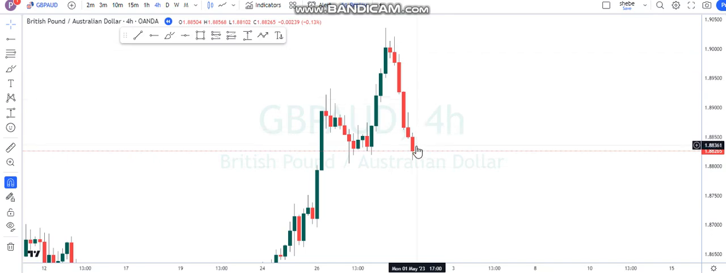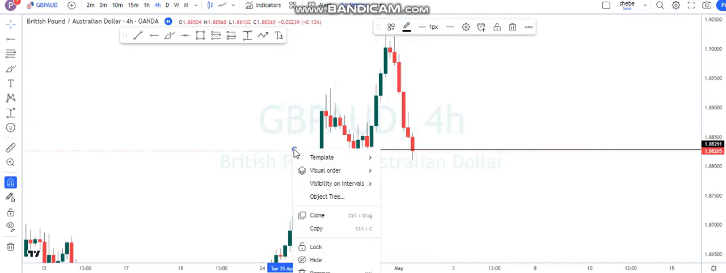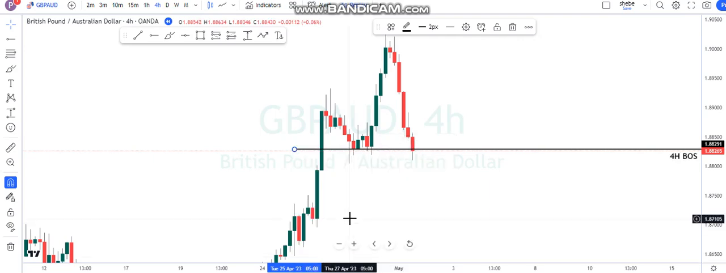Unfortunately, the price came to break below here, below the lowest point around here, hence making this a 4-hour breakout structure. But that was not enough. We should find more confirmation from higher time frames and how they tell us.